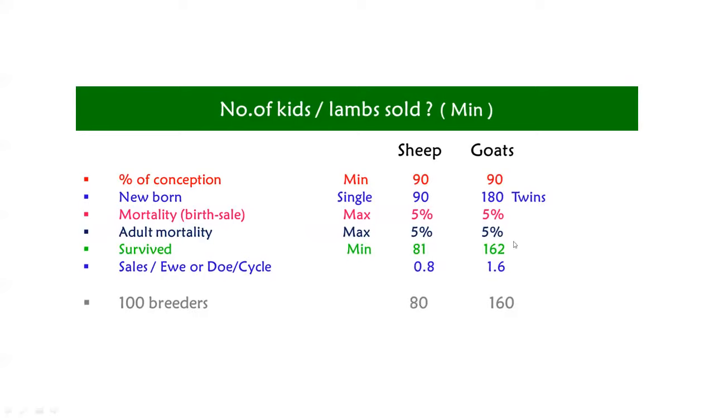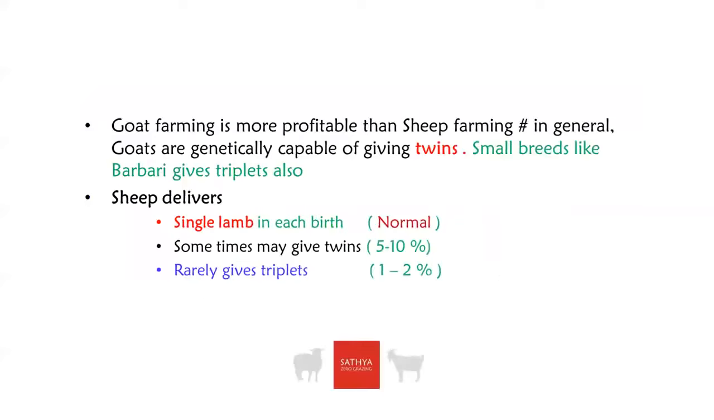This is double in the case of goat farming, because we all know that sheep gives one lamb in each lambing, but goat gives twins in each kidding. So in sheep, one should be able to sell 80 lambs out of 100 breeders, and in goats, 160 kids per breeding cycle. This is the reason goat farming is generally considered more profitable than sheep farming, because in goats we get twins and triplets also. There are a few goat breeds like Barbari, Black Bengal and Tellicherry that give triplets also, but twinning is very common in these breeds.